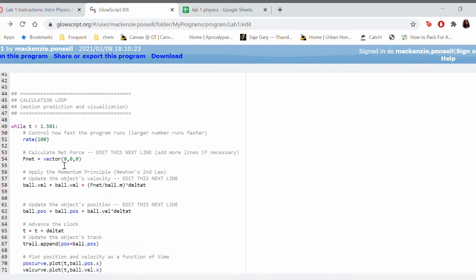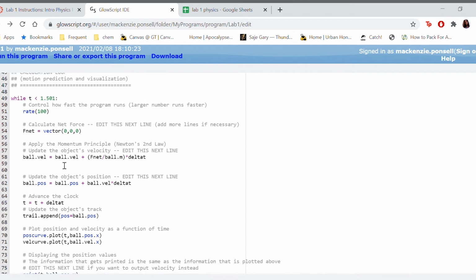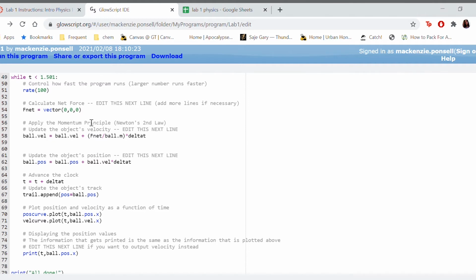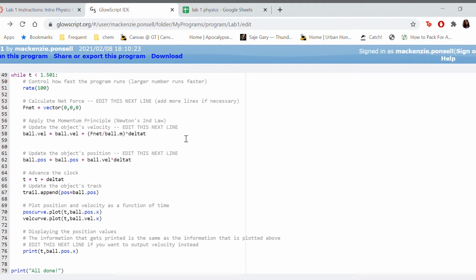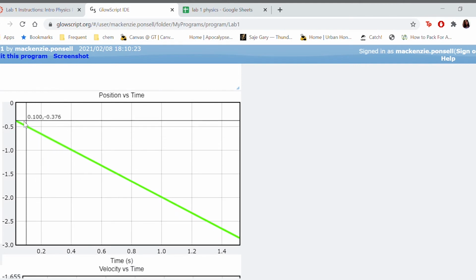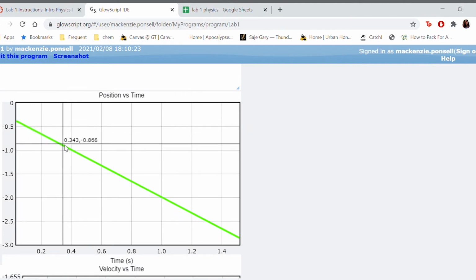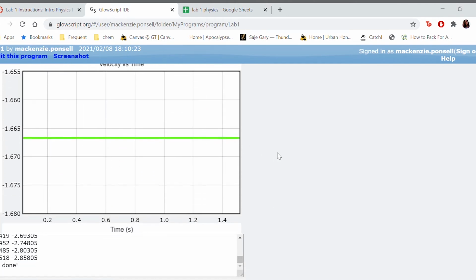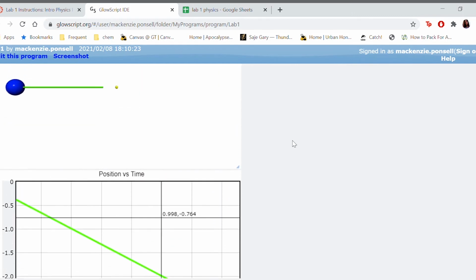In the calculation loop, we have our while loop to run until our final time, which is 1.501. We have our net force set to 0 because we have a no net force interaction. Here we have the velocity update formula and the position update formula. After all of this is run, we see that the ball's motion extends in the negative x direction, and it correlates with a position versus time graph with a negative slope. Velocity is constant as seen here. And then we have all of our data points printed out.